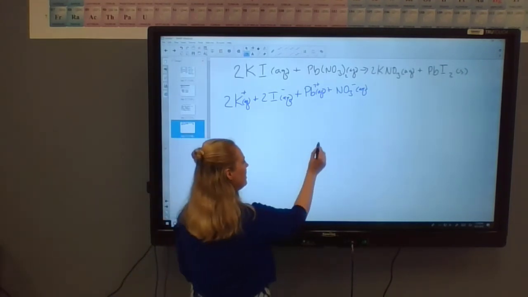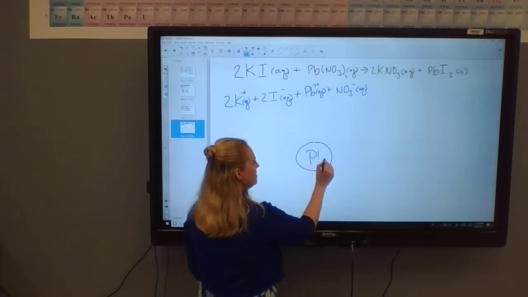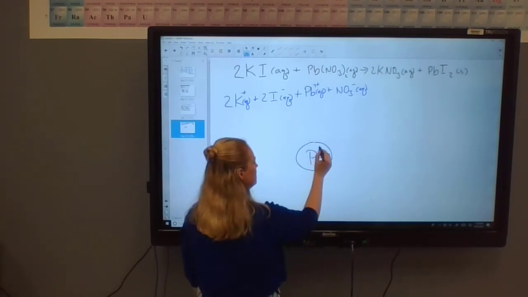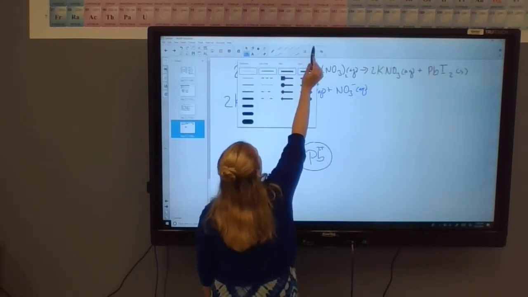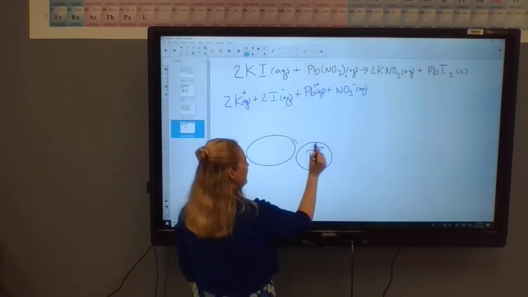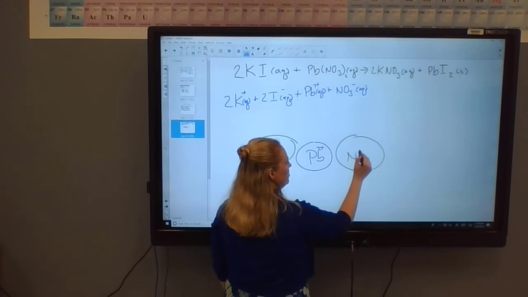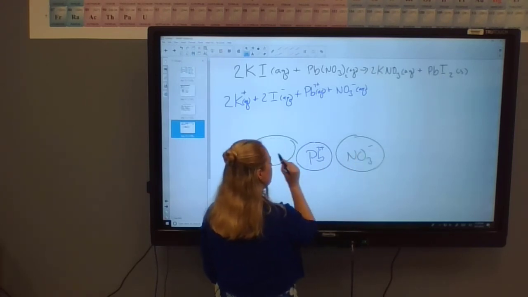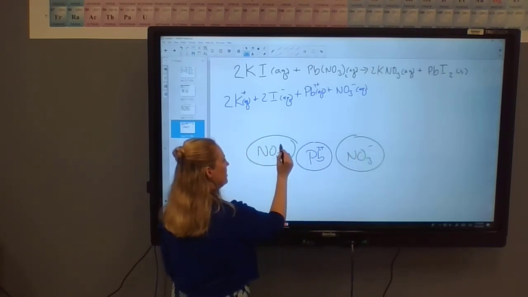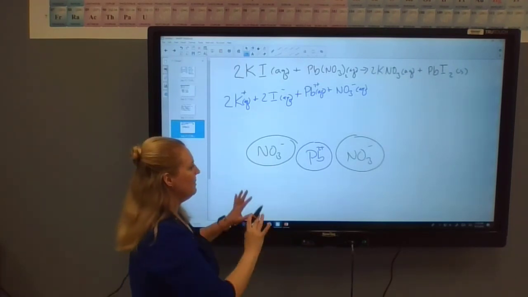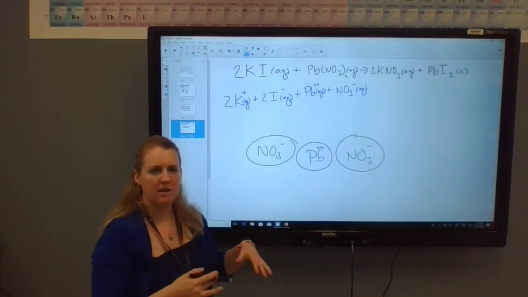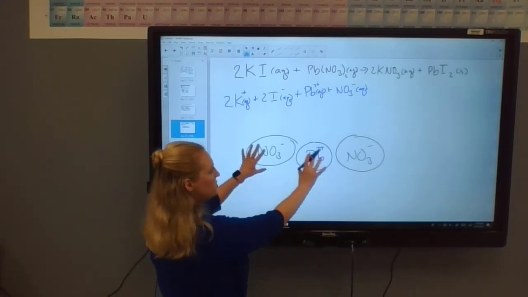So if we thought about it visually, here's my lead ion, 2 plus, and then it's got 2 nitrate ions on it, NO3, NO3. So that's what it is. Now, what this is saying is that because that's a strong electrolyte, because it's ionic, this is going to break apart in water.